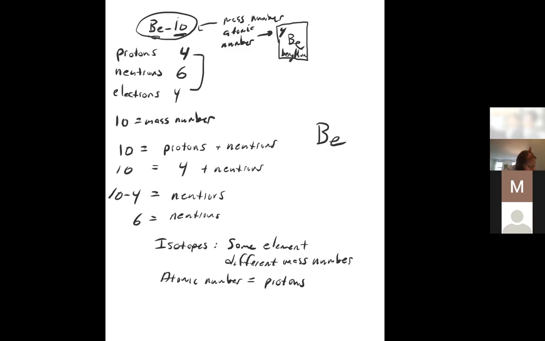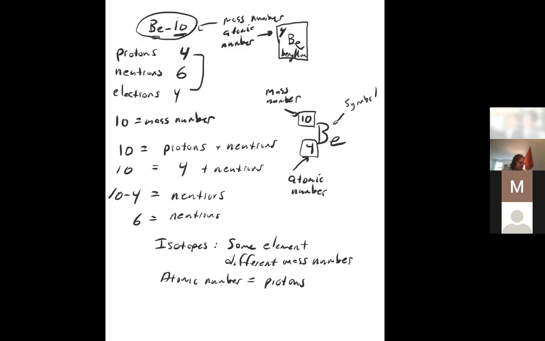If you look things up, you may see something like this. In this symbol, what they do is they put the atomic number down here, and then they put the mass number up here. So you'll see that too. That type of notation also exists. So you have the symbol for the element, and then you have the atomic number down here at the bottom, and then you have the mass number up above.